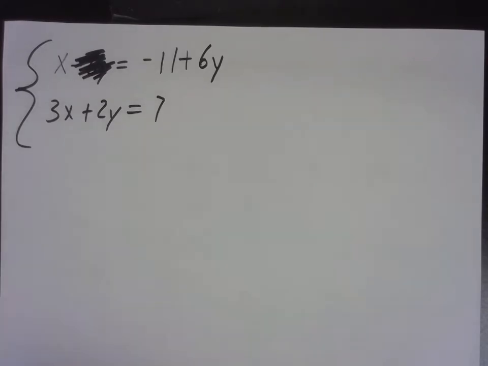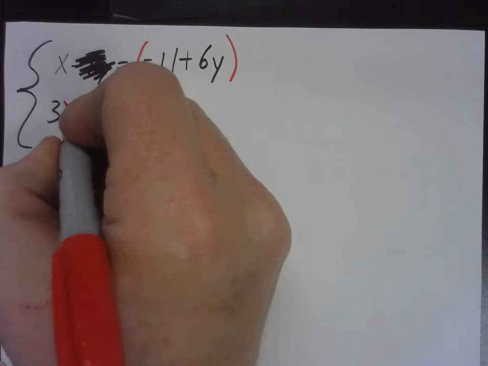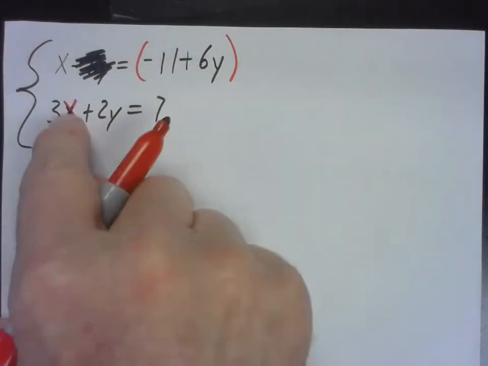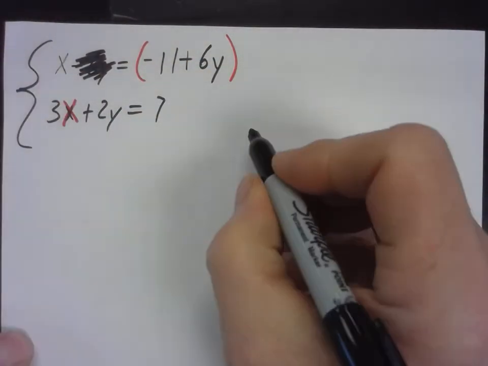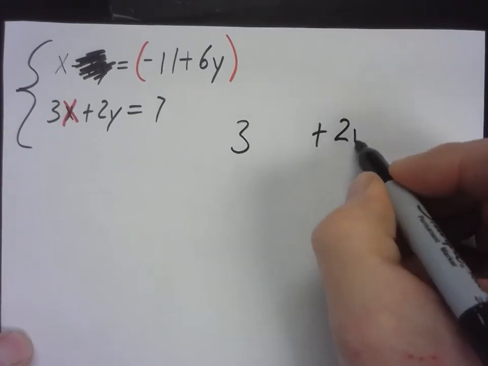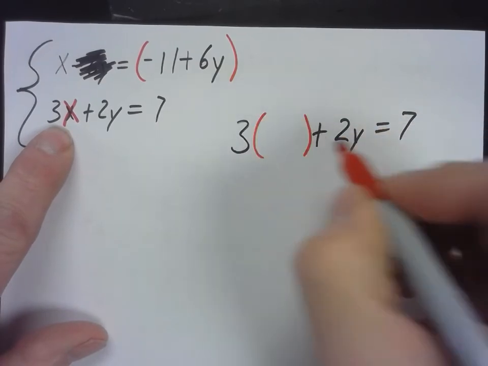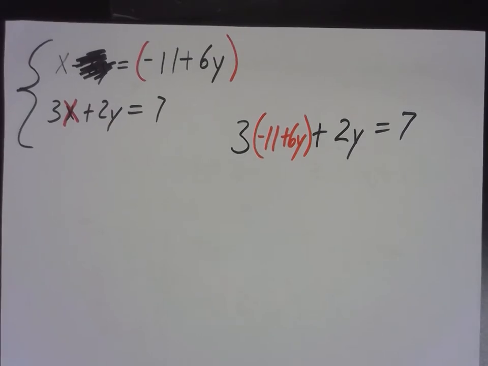So now I have this system, and now I'm going to use substitution. I'm going to take what X is equal to, and I'm going to put it right there where X is. We don't always know what X is. Sometimes we know what Y is. So whichever one it is. And then we have 3 plus 2Y equals 7. And then instead of X, in parentheses, we put -11 plus 6Y. Wow. Everyone see what I've done?